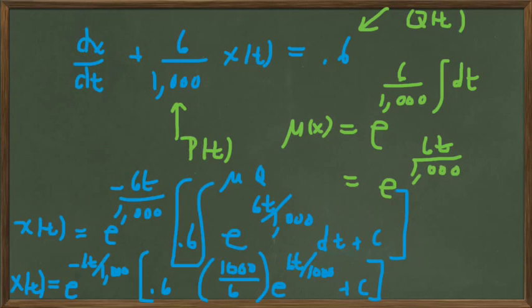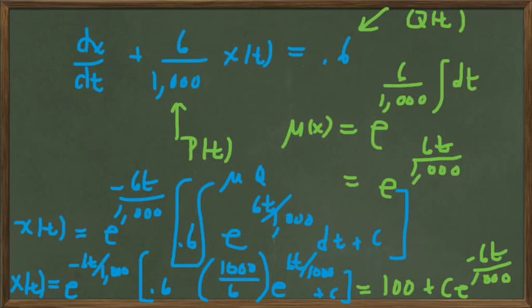right? When we integrate e to the 6t over 1,000, we get e to the 6t over 1,000 back, divided by the derivative of that power. So we're dividing by 6 over 1,000, which is the same as multiplying by 1,000 over 6. And so we want to distribute the e to the minus 6t over 1,000 across this bracket expression, and that gives us this.